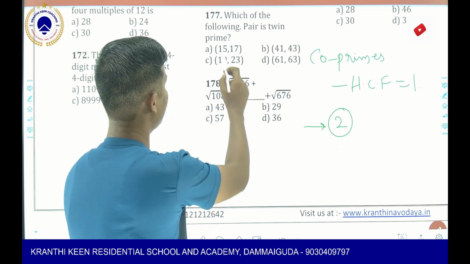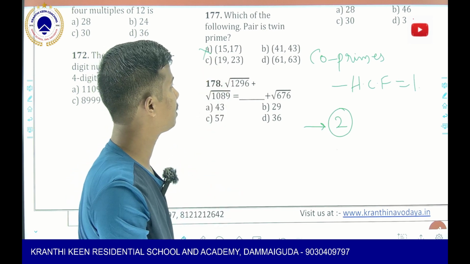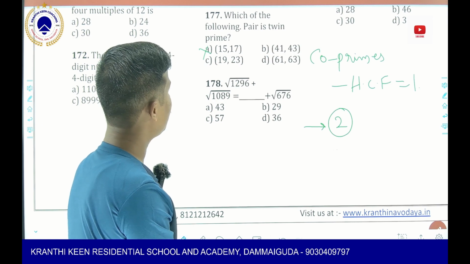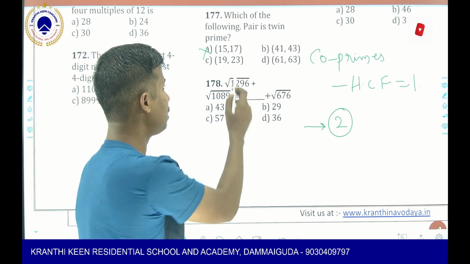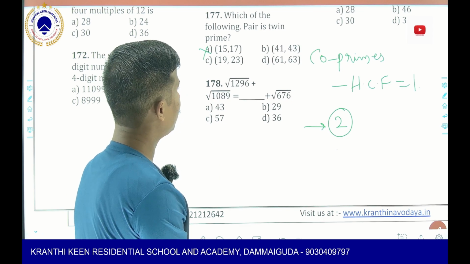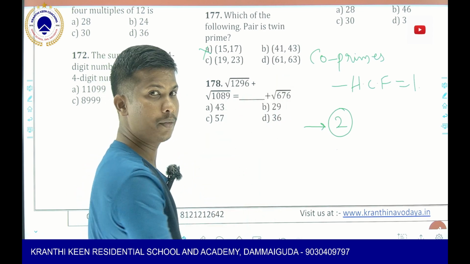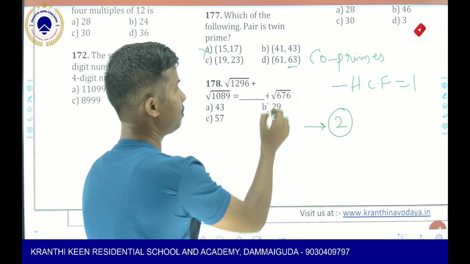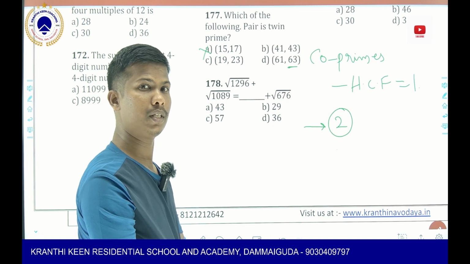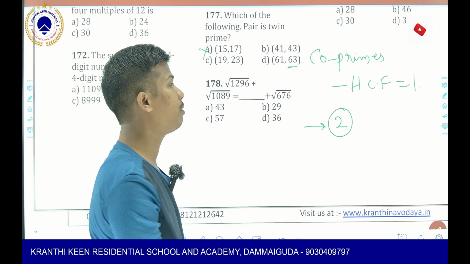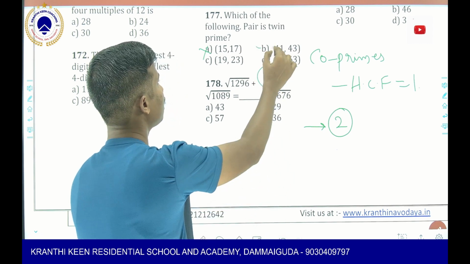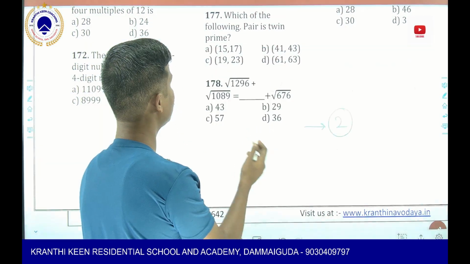You see, first, this is 15, not a prime number, cancel. Next one, 19 and 23 is given. 23 minus 19, you will get 4, no? Next one, 61 and 63 is given, but 63 is not a prime number. Okay, 41, 43. 41 is a prime number, 43 is a prime number. 43 minus 41, how much will you get? You will get 2. That means B is the correct answer for question number 177.